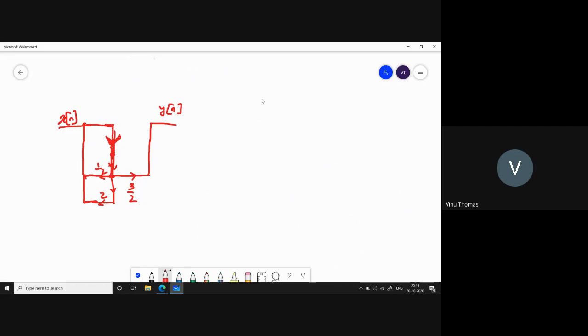So let me write an equation here. I'll write in terms of a transfer function first. So let me write H of z is equal to, for example, 8 plus 6z raised to minus 1 plus 5z raised to minus 4. I purposefully excluded z raised to minus 2, z raised to minus 3. What is the order of this filter?